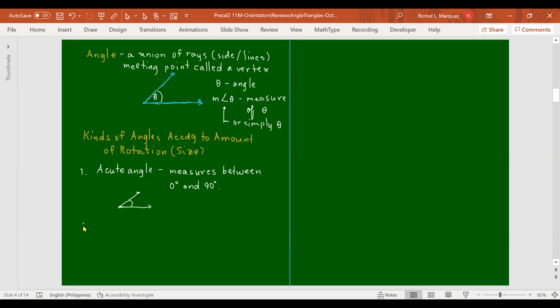Okay, number 2. Another one. Ariana Magdalena. Give me another kind of angles according to size or amount of rotation. Right angle.